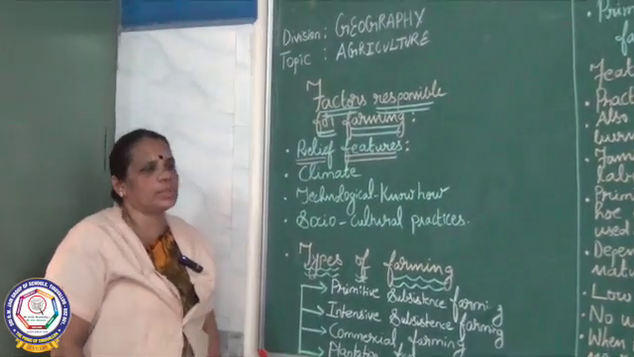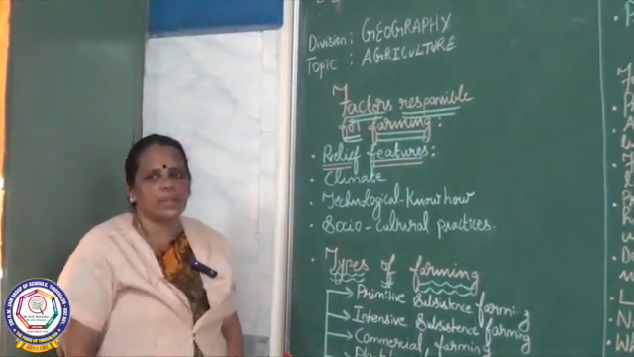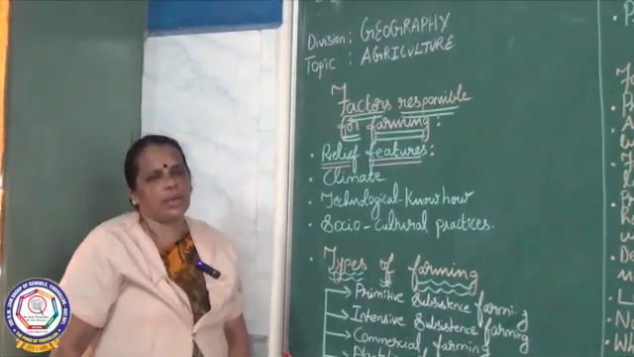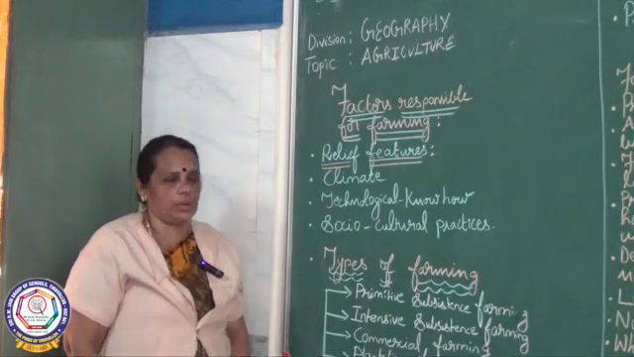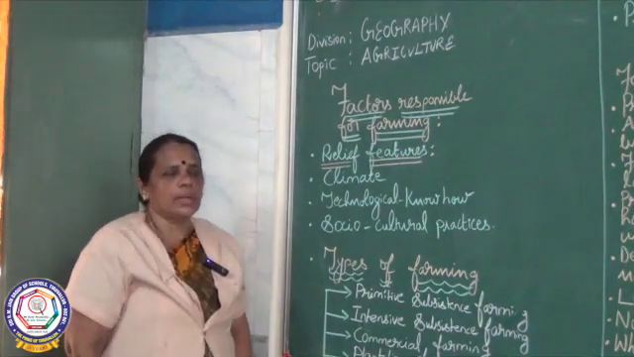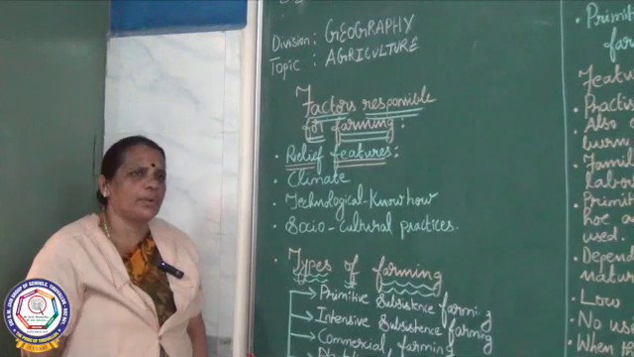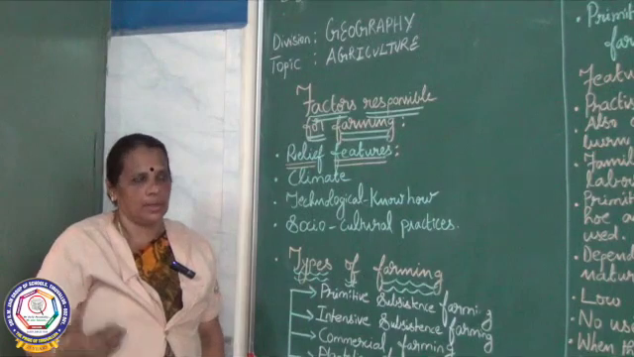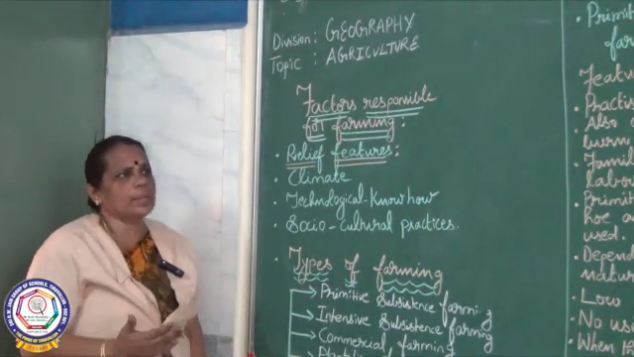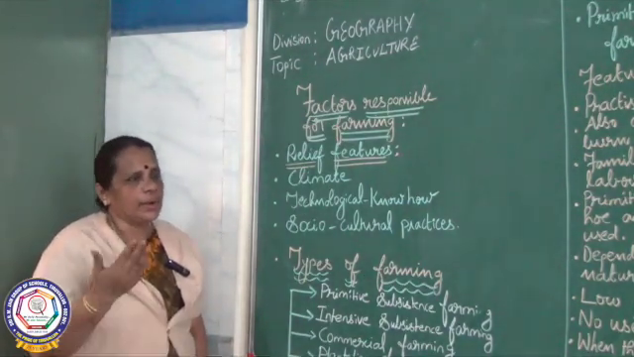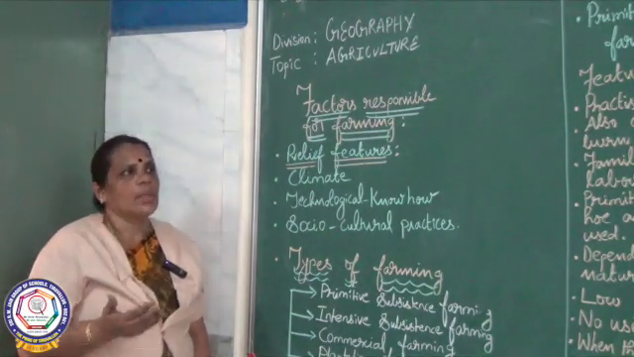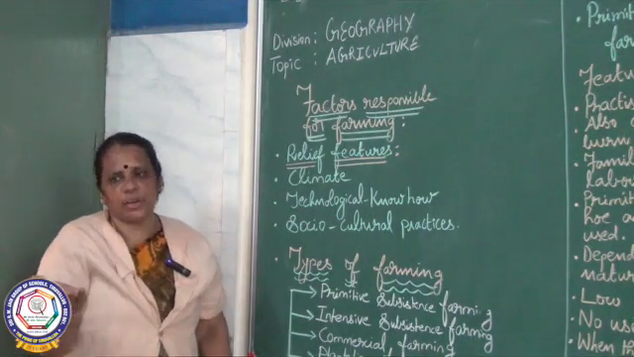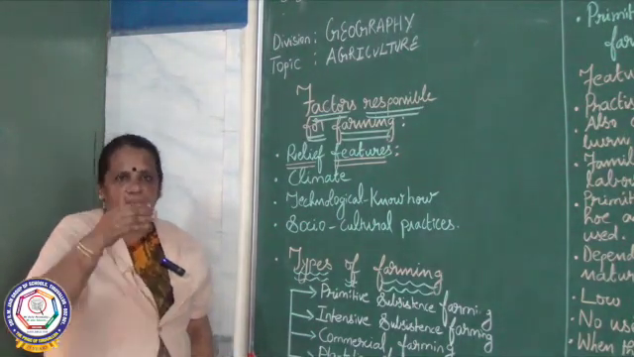Today I am going to start with geography. The topic is agriculture. Before starting with the topic, I wanted to give the introduction about the topic. Do you know that the main occupation of our country is agriculture? Nearly 2/3 of the population depends on agriculture. Moreover, agriculture produces food and raw materials for industries. Agriculture and industry together enrich the economic development of the country. So, this is the introduction part.